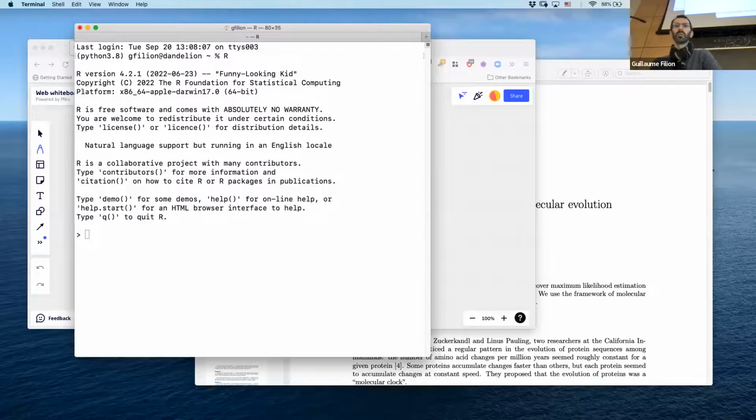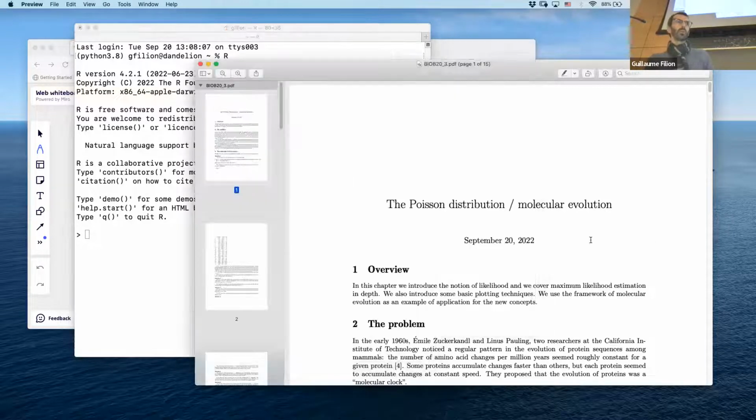3, 2, 1, and we started. So hi everybody, welcome to the third tutorial of BIOB20. And in this tutorial, we're going to learn more about the Poisson distribution and molecular evolution.